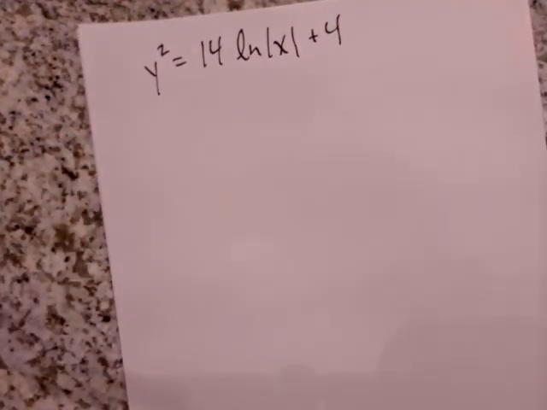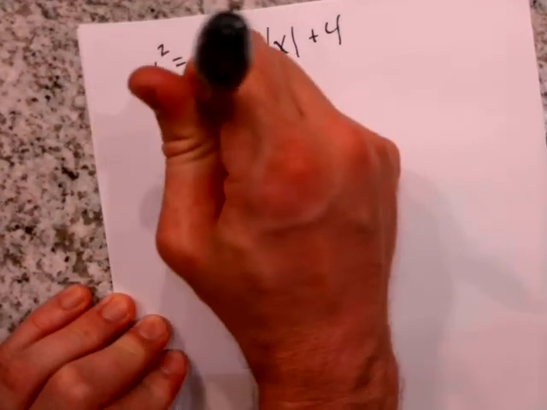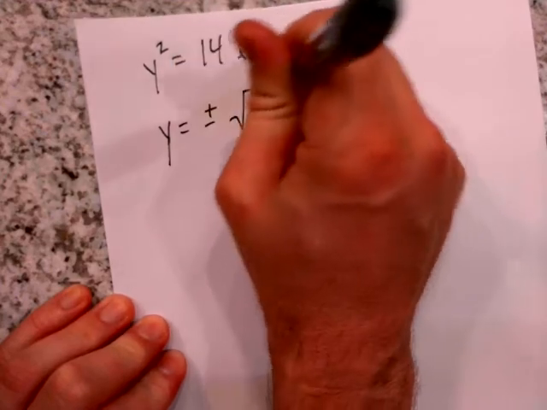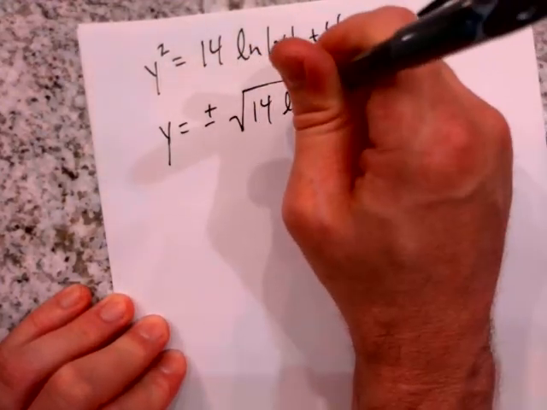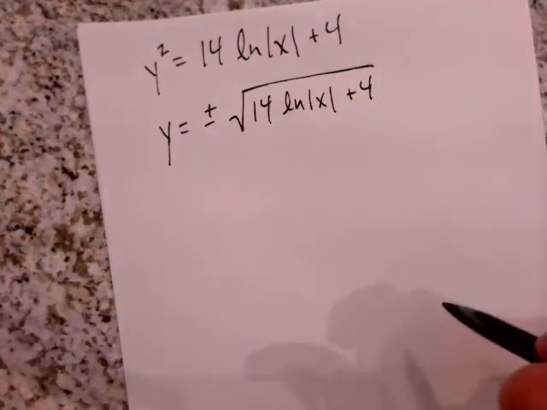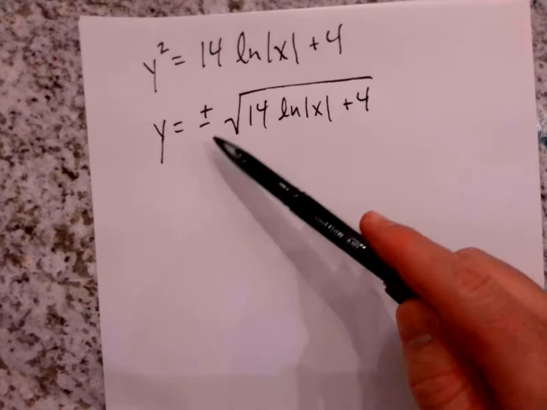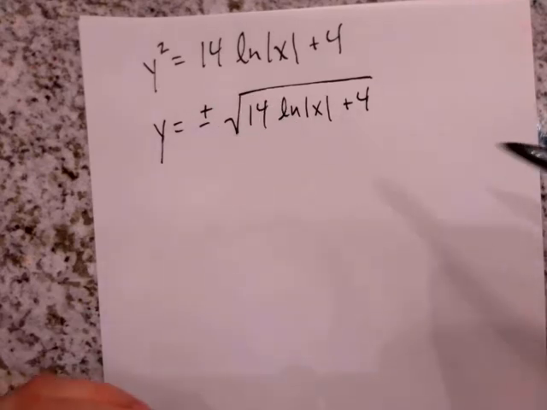Then to solve for y, we take the square root of both sides. But remember, when you take the square root of both sides, it's plus or minus, because both a positive and a negative will square to a positive. Our particular solution can't be both positive and negative square root, because that will not be a function. We need only one of those.